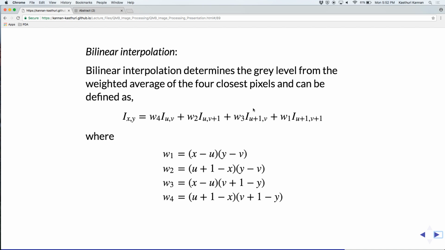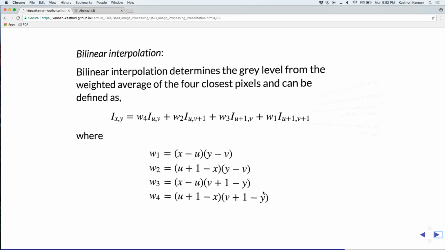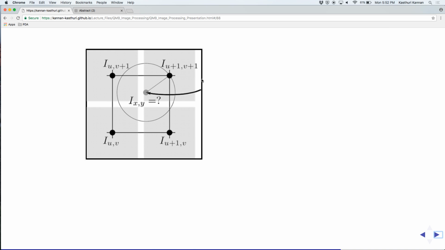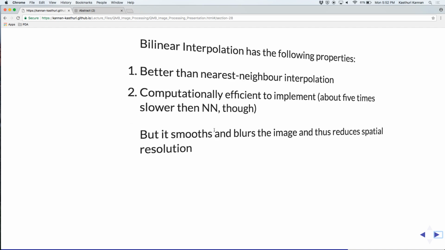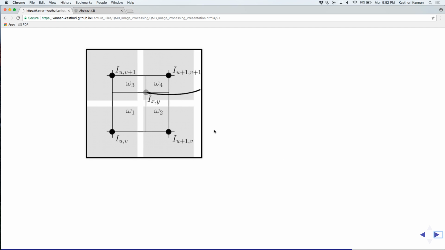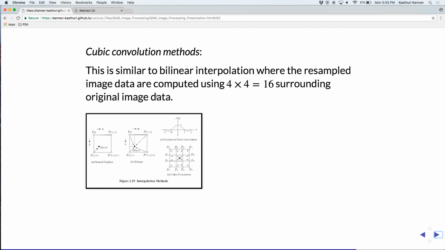Bilinear interpolation takes the pixel values from the four closest pixels, and it takes a weighted average, and this is the formula for weighting and computation of the new pixel. So what it does is it just takes these four values and computes it, right? And the weighting function, it chooses appropriately. So if this is going to be farther, then this W1 is going to be more. So this is how the weighting functions are chosen.